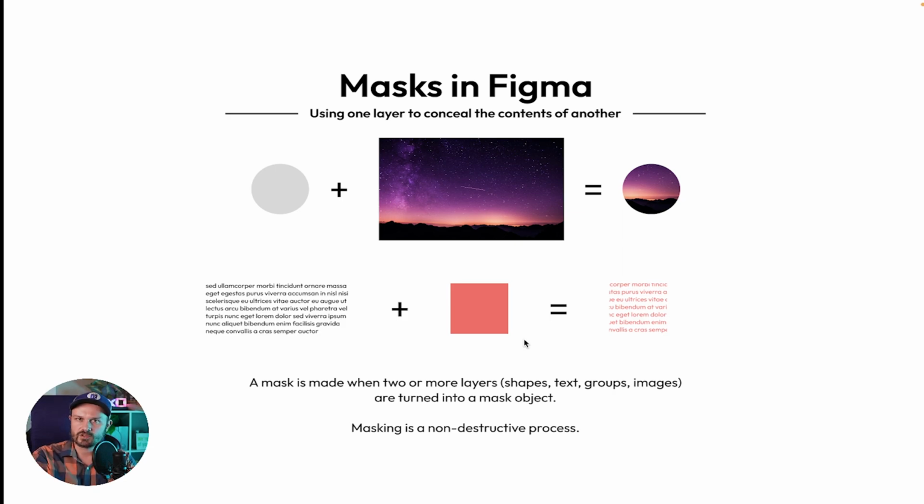And do remember, masking is a non-destructive process. So once you use the mask feature, when you make a mask object, nothing is flattened, and you can click and drag your layers as you see fit in the left sidebar, the layers panel, to move things around. And so nothing will be lost when you turn layers into a mask object.